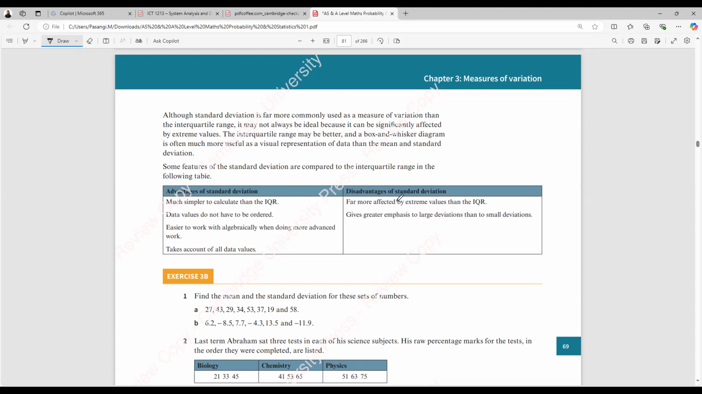So this is kind of a comparison. The first one, advantages. When it comes to advantages, it is much simpler to calculate than the interquartile range. But here, it is far more affected by extreme values. That's actually a disadvantage. Then an advantage would be that data values do not have to be ordered, but here it gives greater emphasis to large deviations than to small deviations. Likewise, they have given us the advantages as well as the disadvantages of using standard deviation.